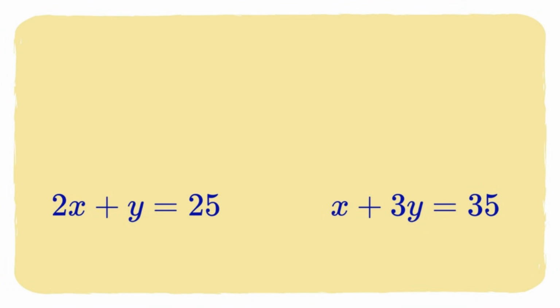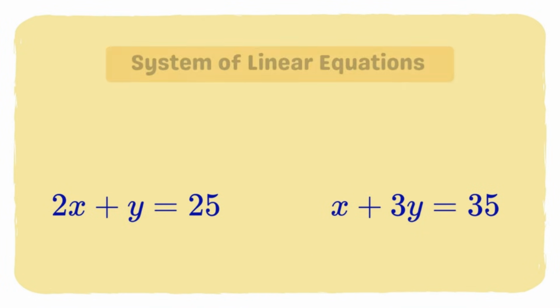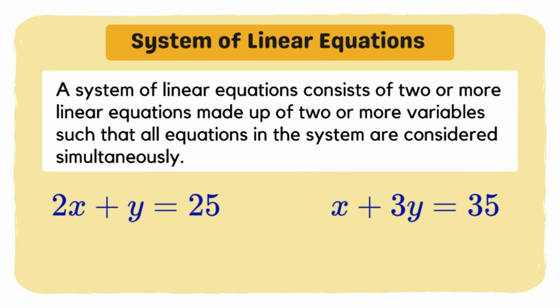Now, let us define systems of linear equations. So, a system of linear equations consists of 2 or more linear equations made up of 2 or more variables, such that all equations in the system are considered simultaneously. So, dapat magkasama po yung dalawang equation natin. Okay? And remember, there are 2 variables. We have x and then y.